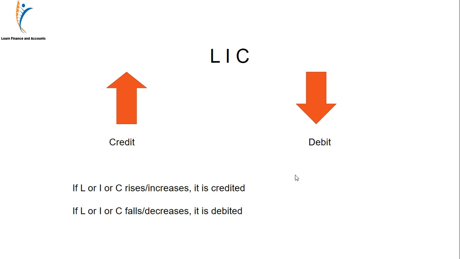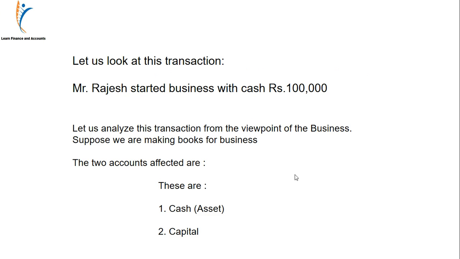So, our third topic, the topic for today, is how to make journal entries and how to record these transactions in a book called a journal. Recording of financial transactions is done in a journal. So, let us see a transaction. Mr. Rajesh started a business with cash of rupees 1 lakh.